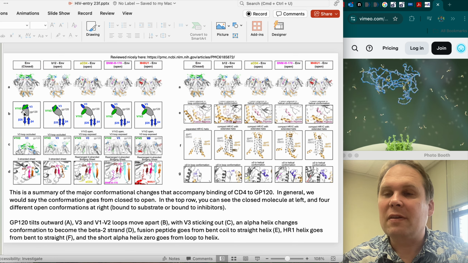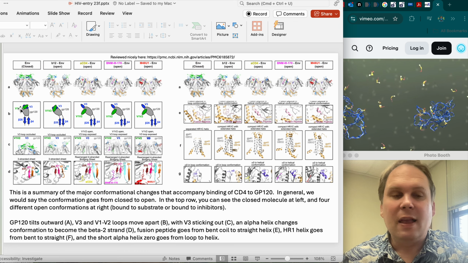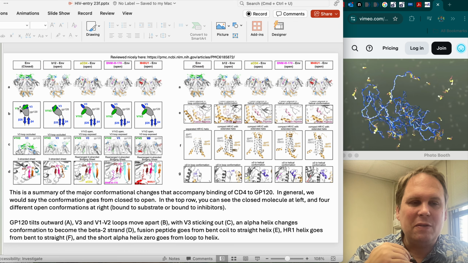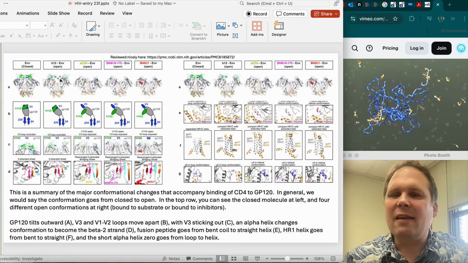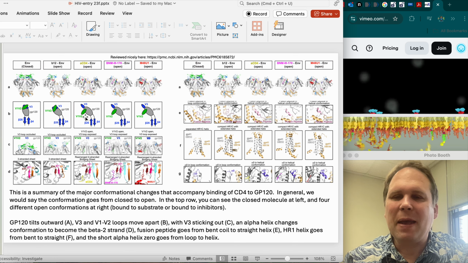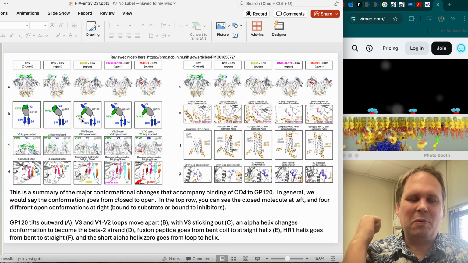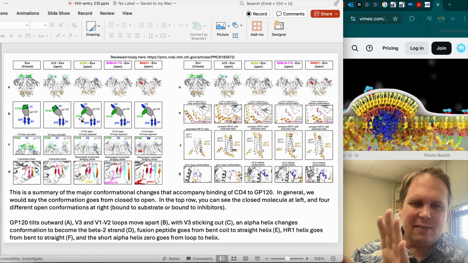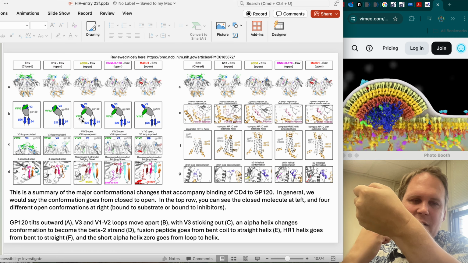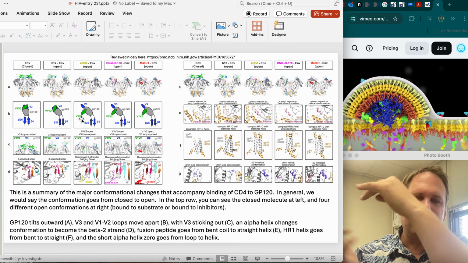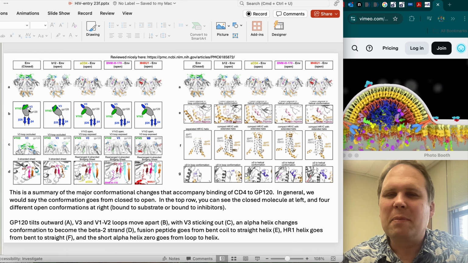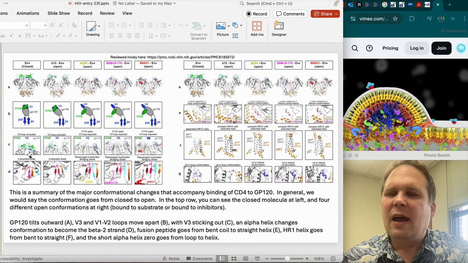So, starting out, the V1, V2 loop is covering over the V3 loop. V3 can't get out because V1V2 has to get out of the way. After CD4 binding, bam, V1V2 is going to point down, and V3 can now flap around up. None of these things are rigidly held in these positions, they're flexible and able to move, so think of it as an approximate position.